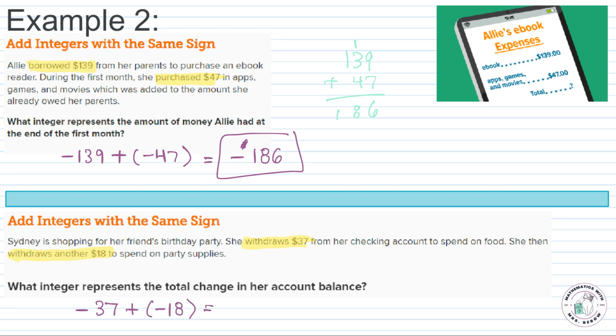And so the total here, just like last time, we're going to do 37 plus 18. Again, if they're the same sign, you add like normal and keep the sign. And so we find out she is in the hole $55. So we're going to write negative, and again, $55.